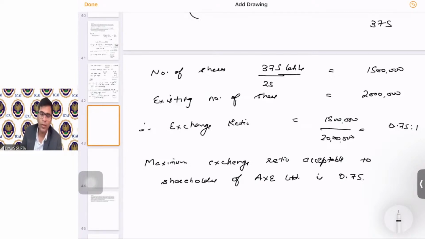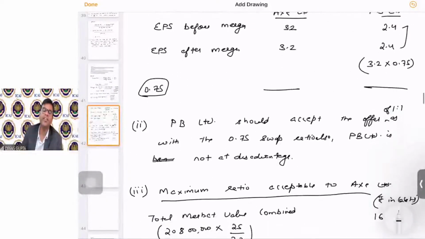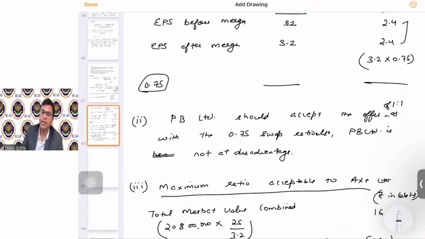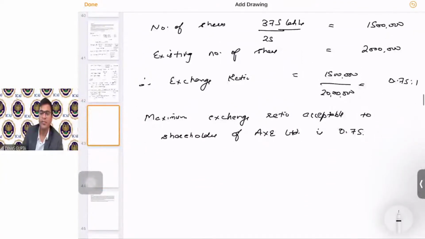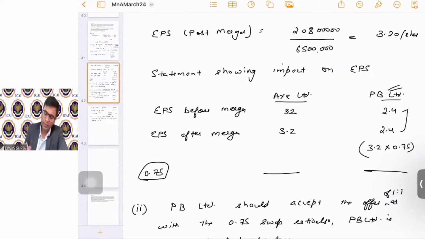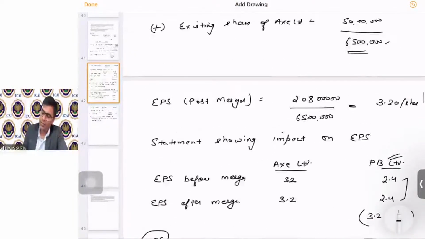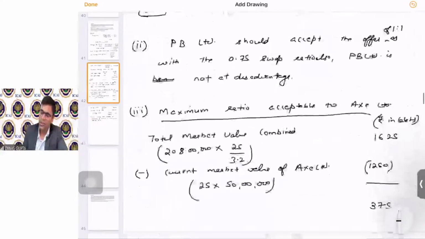So Anush, yes, you can recalculate. I have not done it because here it was very straightforward. Even at 0.75, it was beneficial to PB Limited, right? But if needed, you can recalculate. That should be okay by 1:1. The maximum acceptable to shareholders of X Limited is 0.75 for one share of PB Limited. If you want to recalculate, you can simply assume the revised EPS from here. This earnings will remain as is, and instead of this, it will be 70 lakhs, right? So basis that you can recalculate.